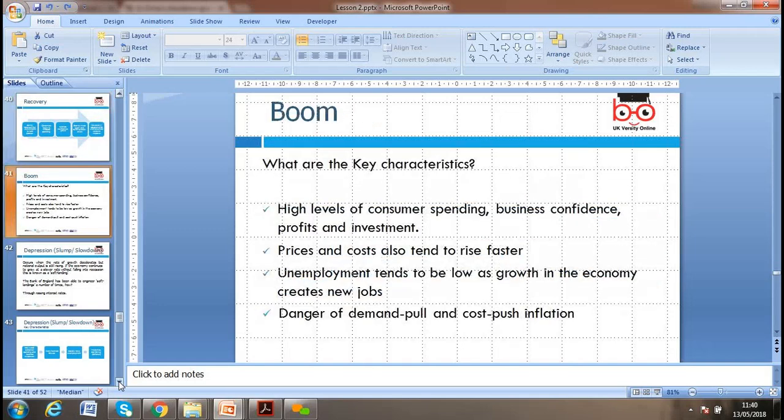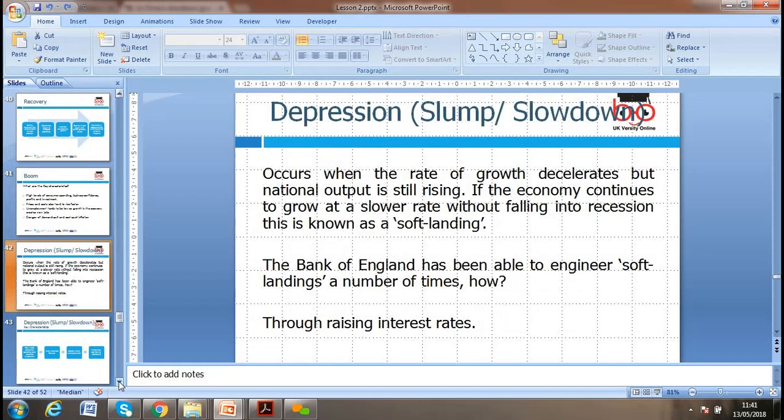Then recovery. So all these are the different stages, guys. Please go through these slides. That will help you to clear your concept further. I'm not reading all the slides, but that will help you. These are the stages. Boom is, of course, a high level of consumer spending, and business confidence can be high. The boom stage. So it's quite good.